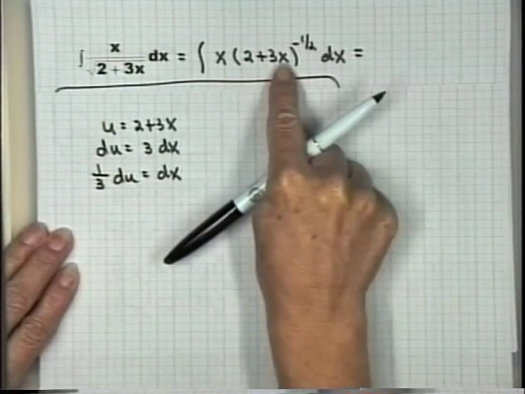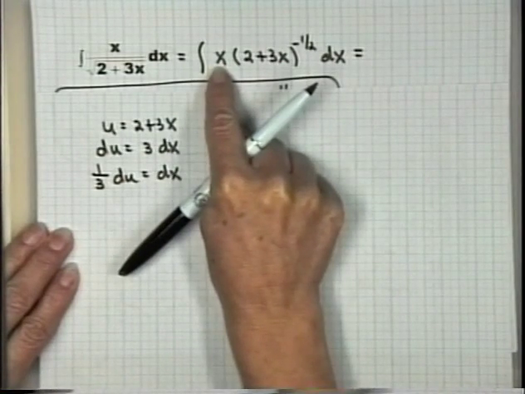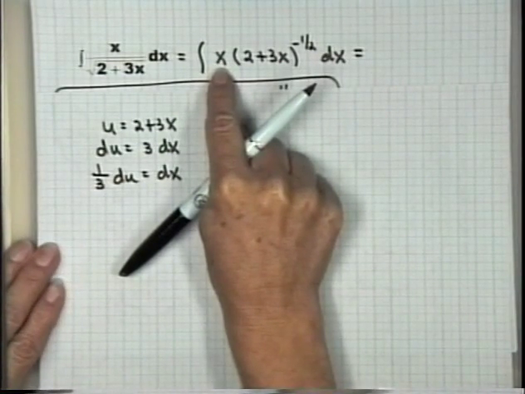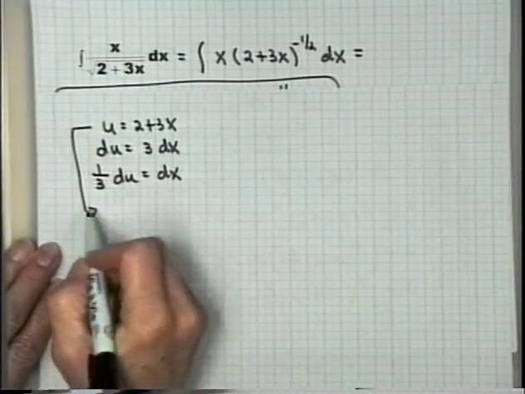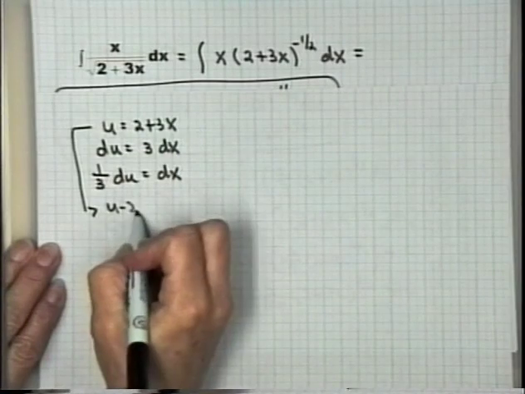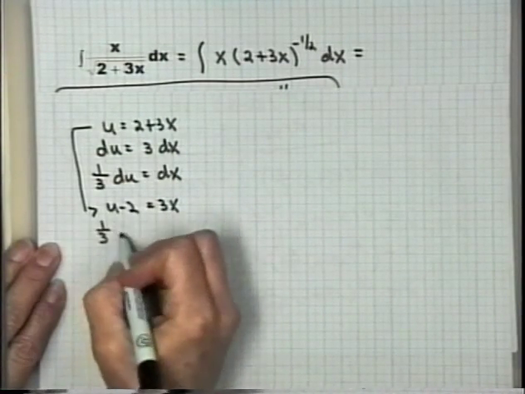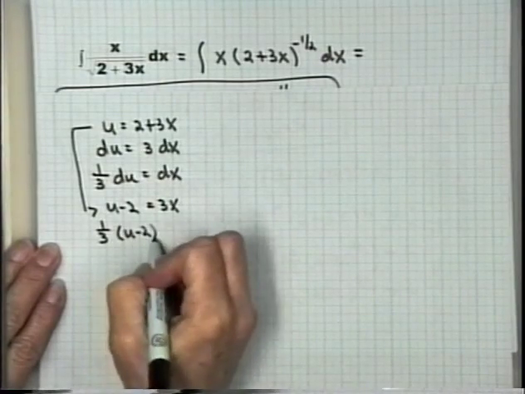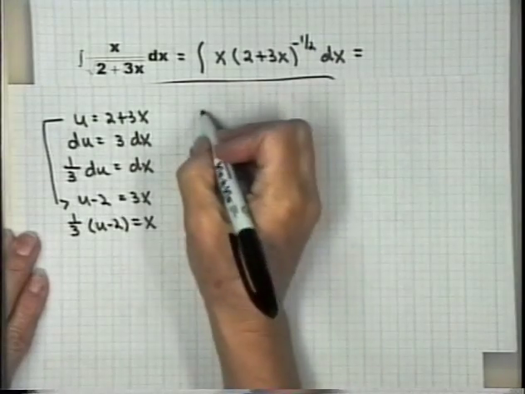I can replace this with u, I can replace this with 1/3 du. What I need is something to replace the x with. So you might recall we can take this formula right here and solve for x. u minus 2 would equal 3x, which means 1/3 times u minus 2 would equal x. Now let's put those in and see what happens.